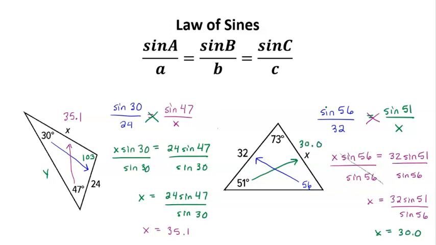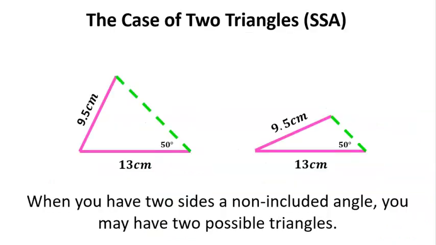Okay, and so that's how we use the law of sines. Now this is where some things get tricky. So we have this case of two triangles. We've been talking about triangle congruency and triangle similarity, and we know that side-side-angle didn't work, right? And that was because we had the case of two different possible triangles.